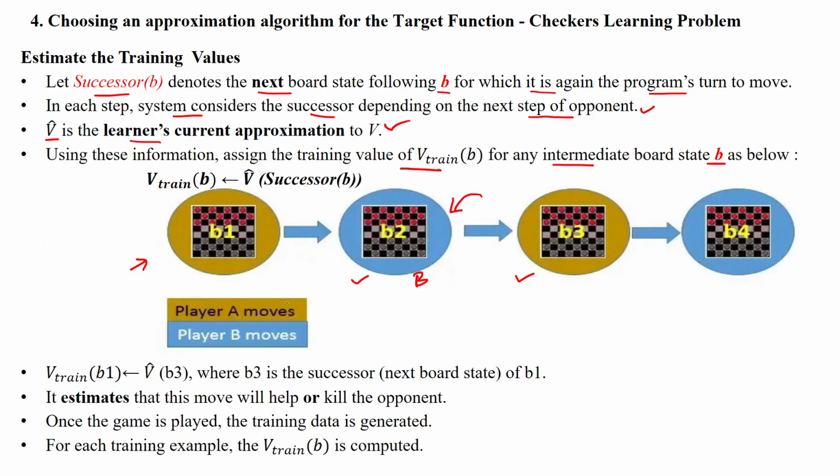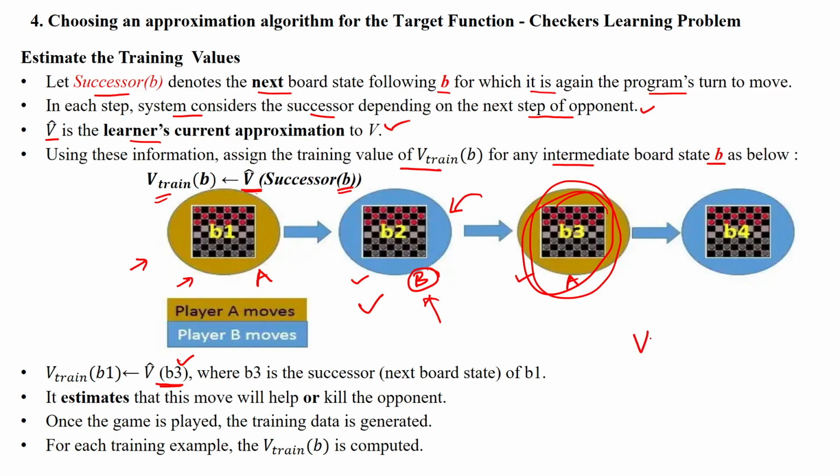So based upon that, as given in this figure, player A's movement is based upon player B's movement. Then the next step will be taken by player A. So that's what is given here. The approximate next step of this board state is assigned into the V train of B based upon player B's movement. So here the V train of B1 is the approximation value of B3. You look at that, player A is moved here, then player B is moved. So this is the next step, this is the successor to B1.